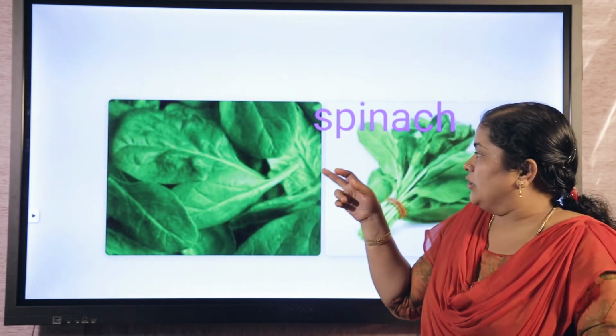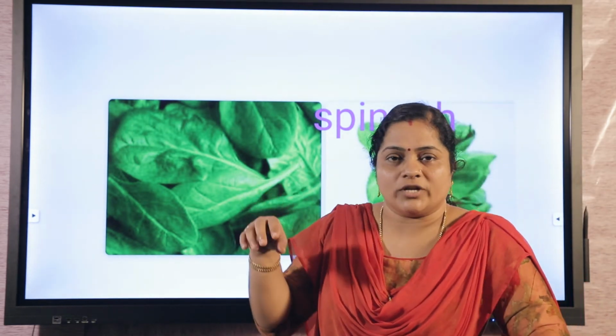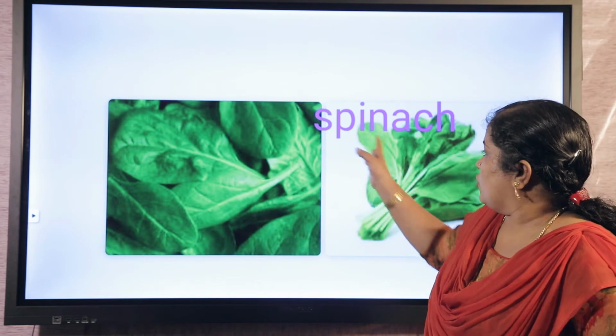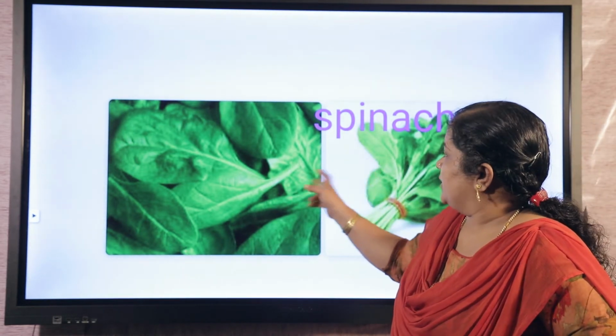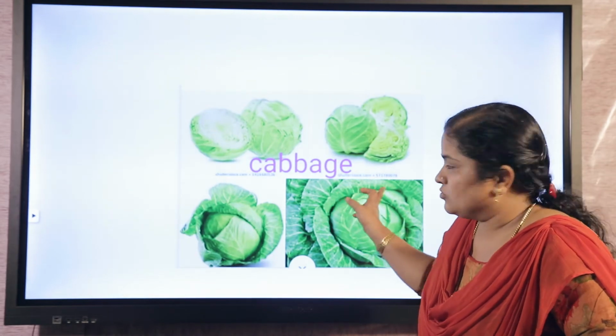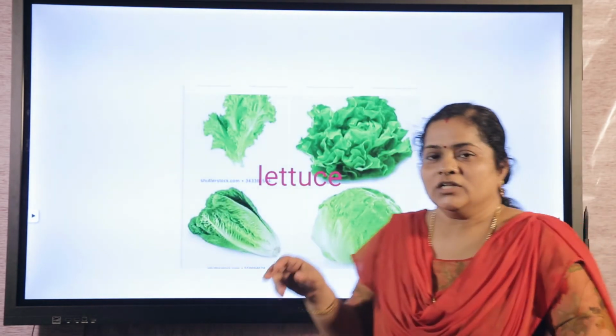I already said that radish, turnip, etc. store food in the root. Here the food is stored in the leaves. Can you give examples? We all know that. Spinach, cabbage, this is also a leaf. There's lettuce. All these are storing food. Then, we said the functions of leaf. What are the functions of leaf? Preparation of food. It's very clear. That's the most important part of the plant.